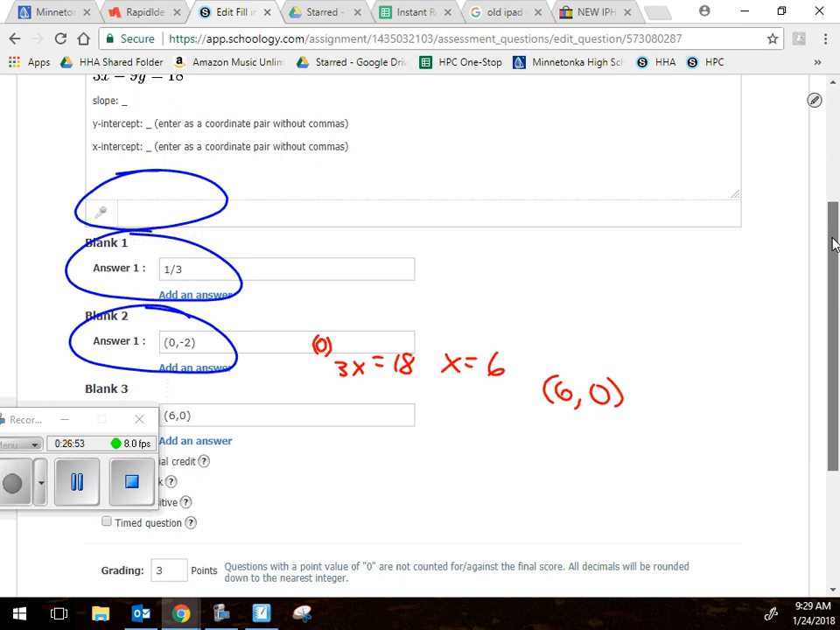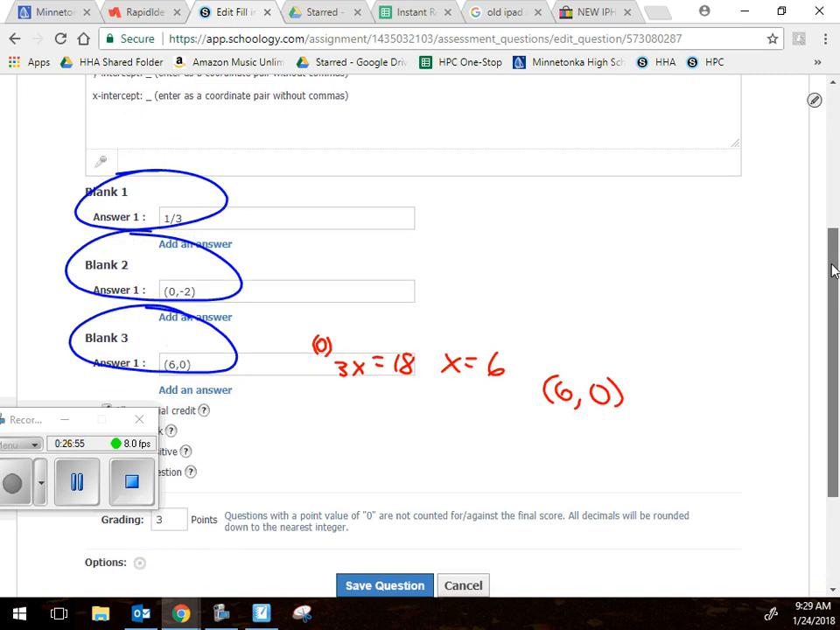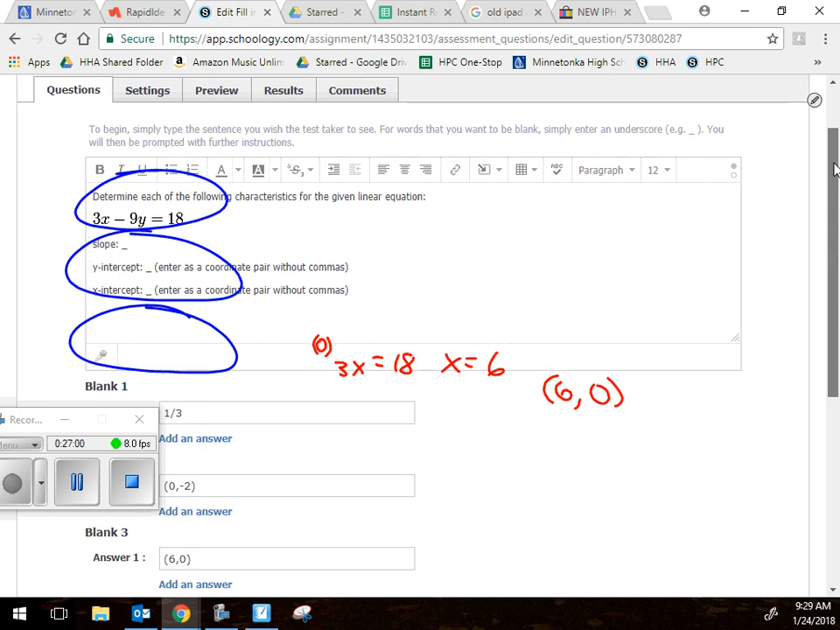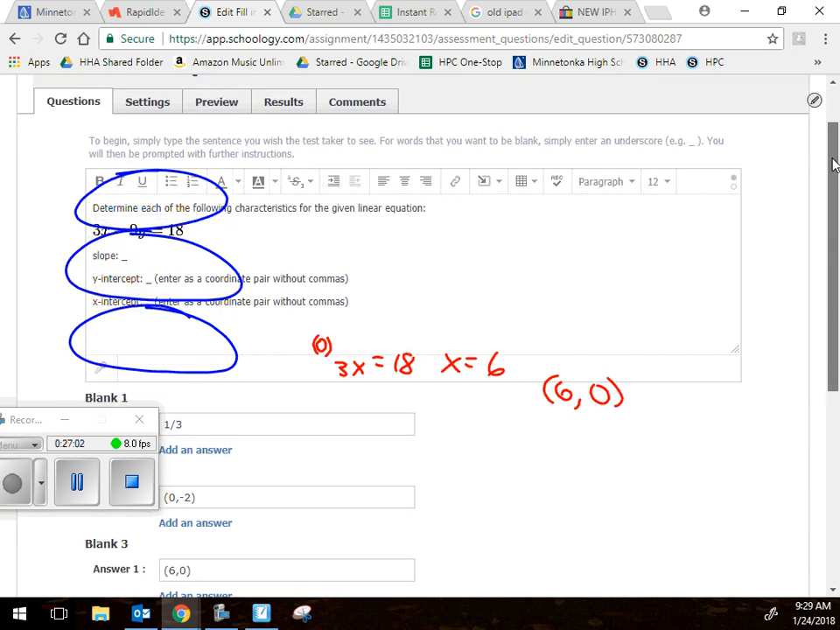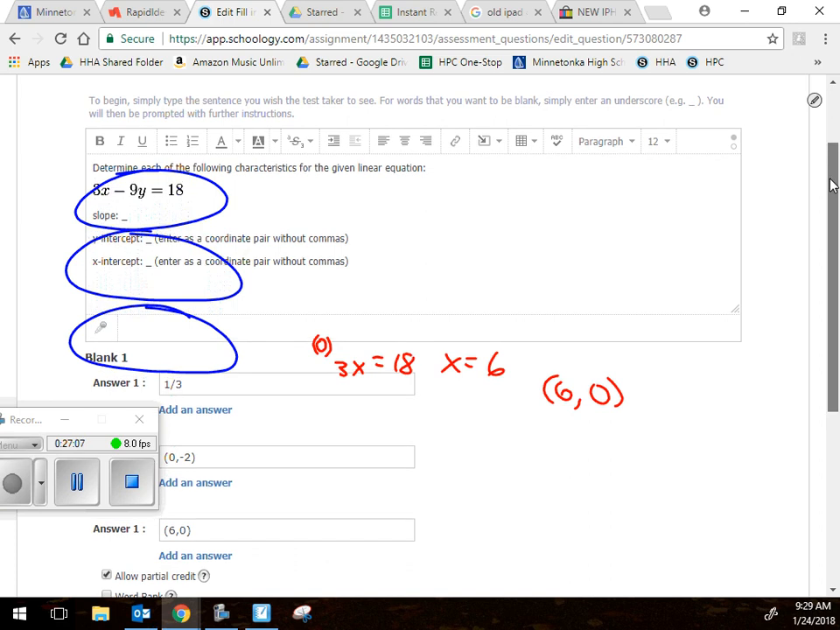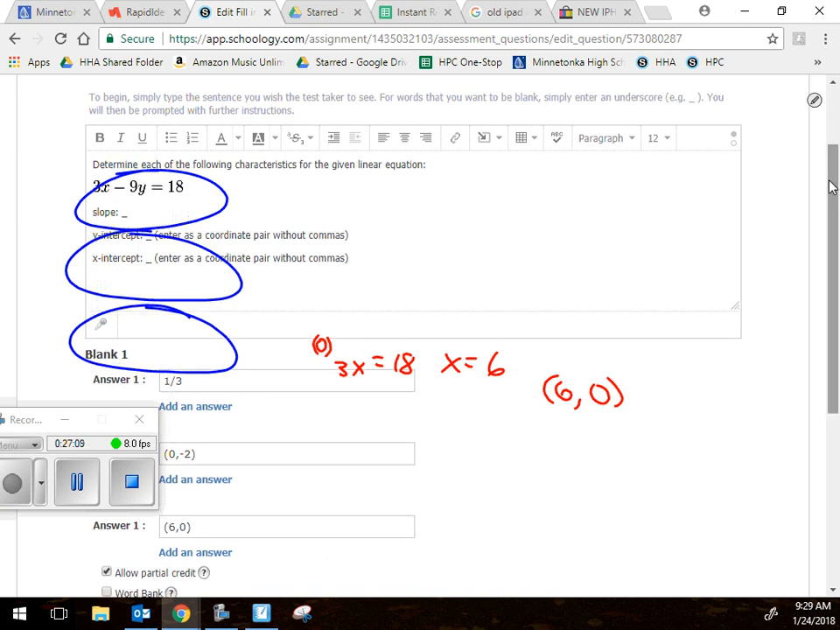So the y-intercept, it's got three blanks. The slope, the y-intercept, and the x-intercept. All right, so the slope of this thing, you'd have solved it for y, and you'd have found the slope, and you put it there, and the slope was 1/3. The x-intercept and the y-intercept, what we figured out right here, this was the x-intercept, which is where y is 0. So, yeah, sorry about the whole without commas thing.